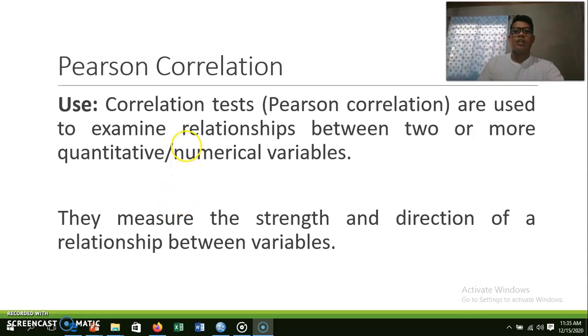Another statistical tool to test the relationship between two or more variables is the Pearson correlation. So when do we use the Pearson correlation? Pearson tests or Pearson correlation are used to examine relationships between two or more quantitative or numerical variables. So you have to take note that the variables must be quantitative or numerical. They measure the strength and direction of the relationship between variables.